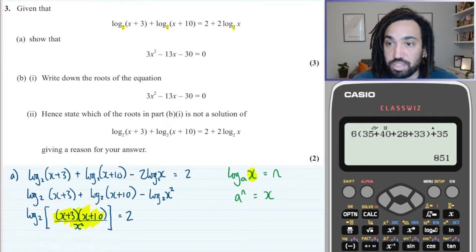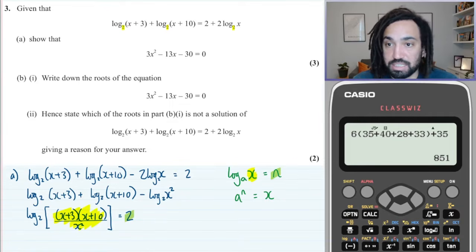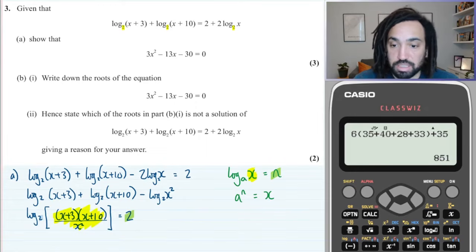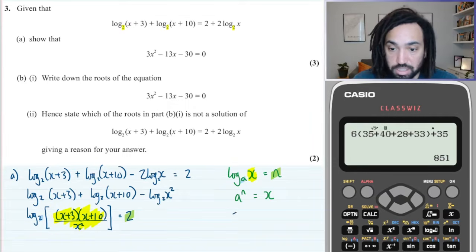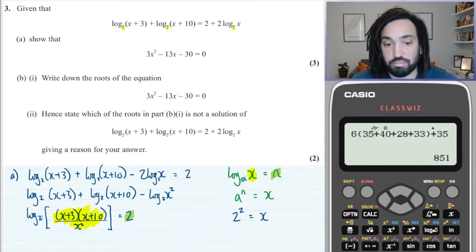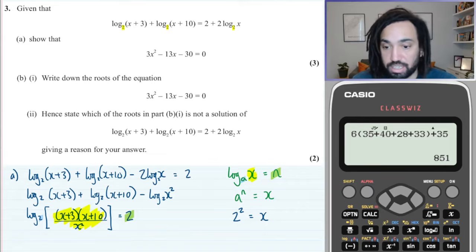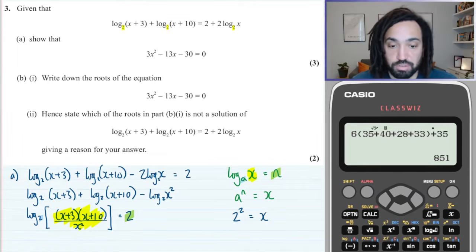N is 2, and the base is 2, like so. So we can say that a, which is 2, the base, n, which is the power 2, is equal to x, which is our big quadratic-y thing. So that's equal to 4. So it means the yellow bit is equal to 4.